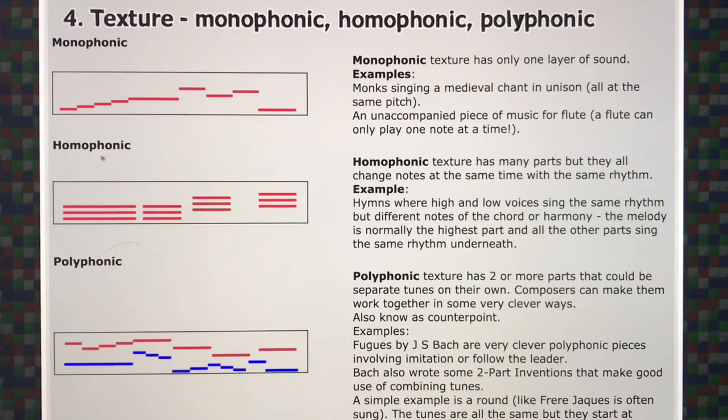The second word was homophonic. Homo means the same. So homophonic texture has many parts, but they all change notes at the same time with the same rhythm. So together. So when you play chords, if you think these notes are 3 different notes from a chord, when the chords change, if that's the only thing that's going on in the music, then that music is homophonic.